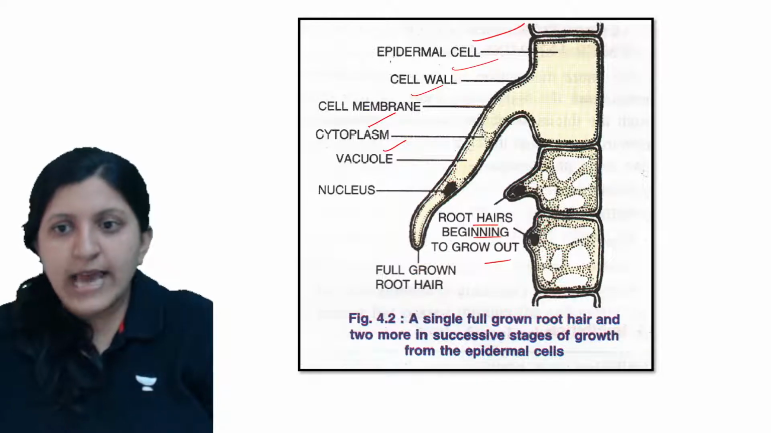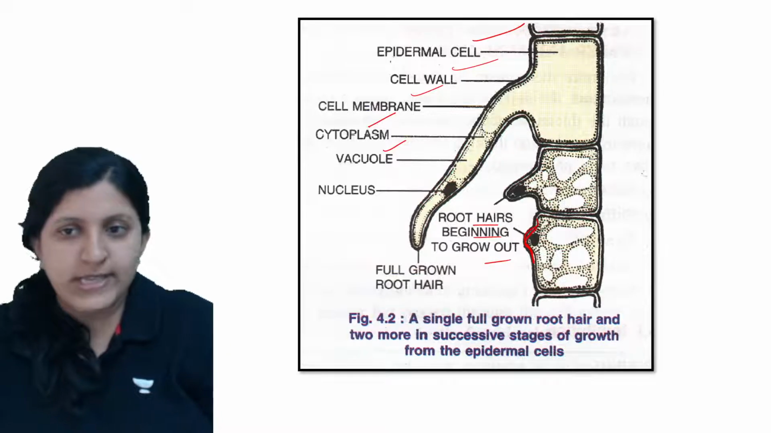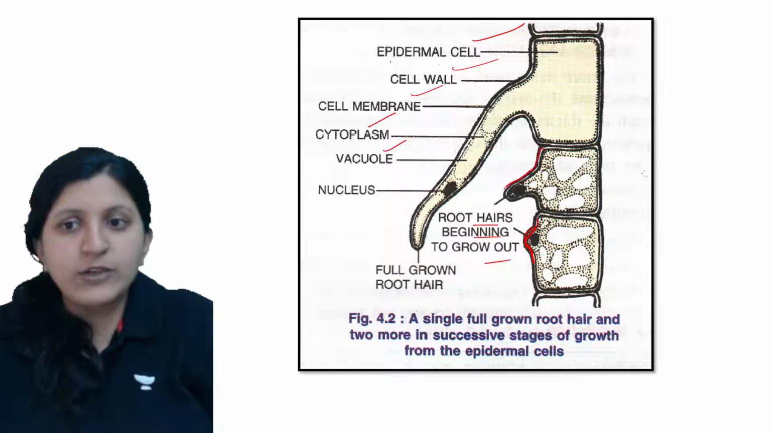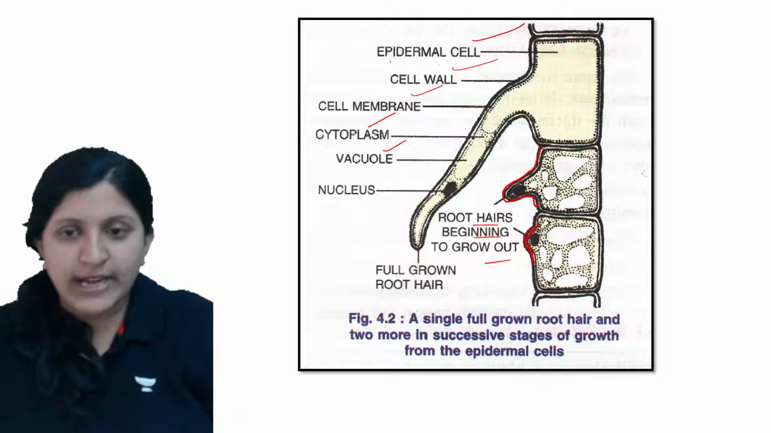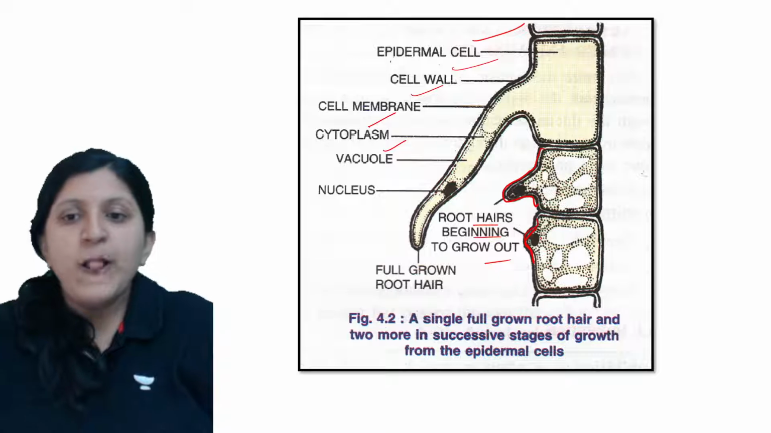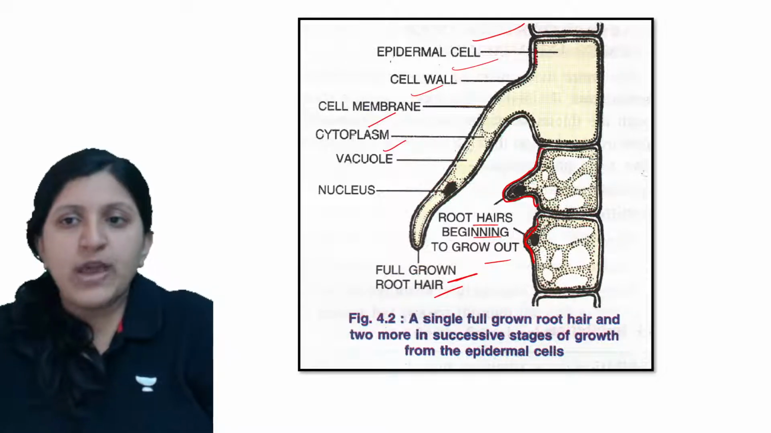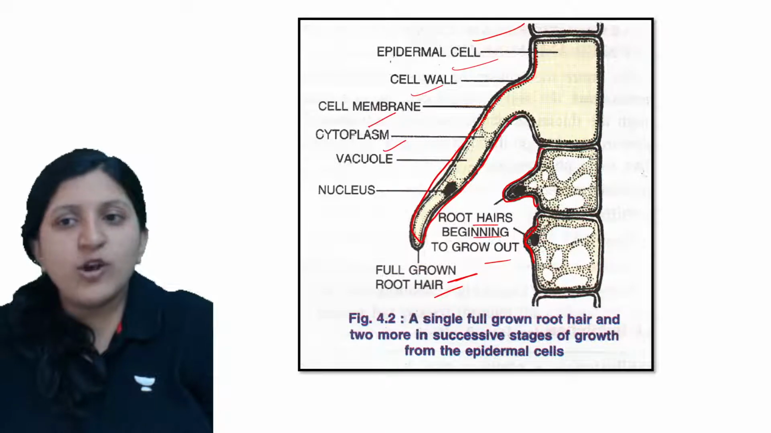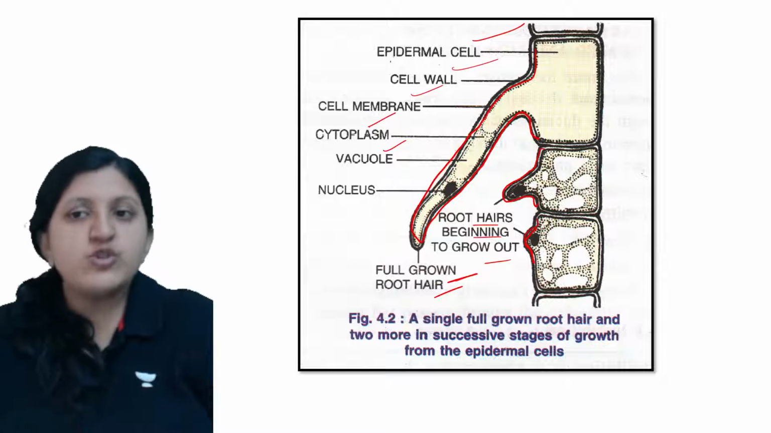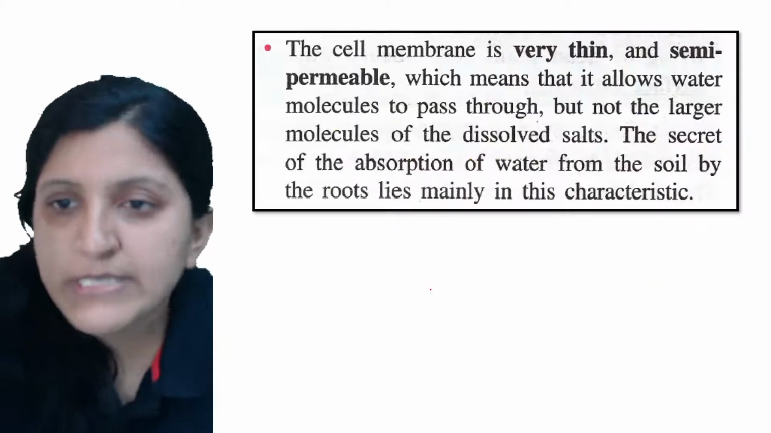So you can see that this particular cell wall and cell membrane has started to extend. So here you can see already to some extent there is an extension. So root hairs have started to grow out, and now this is a fully grown root hair, which is not because of the meristematic tissue. This is just the extension from the epidermal cell itself. So in that case, the fully grown root hair can be seen over there.